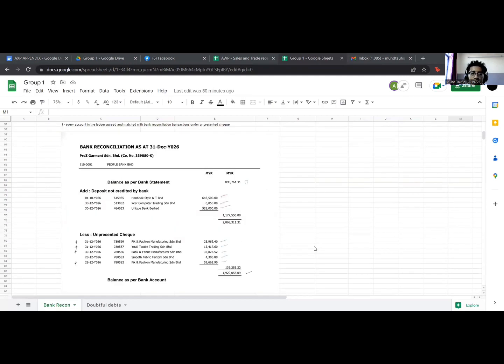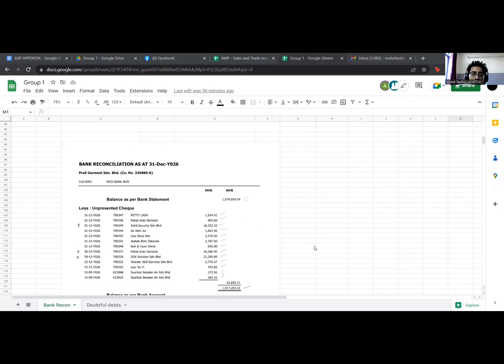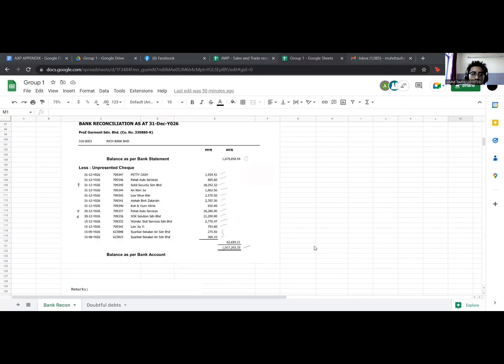Okay, now we will see the bank reconciliation statement for People Bank. We have 5 different audit ticks in the bank reconciliation. And then for Rich Bank, we have 1 additional audit tick, and all of the audit ticks I will explain later.